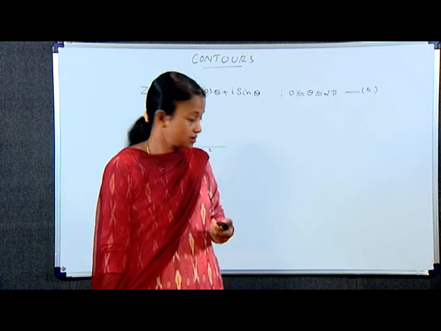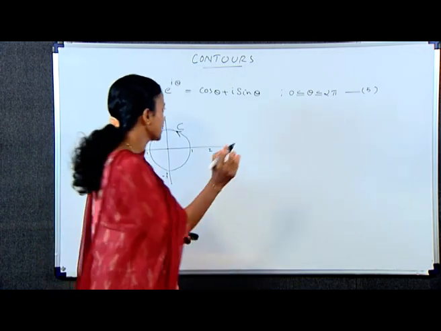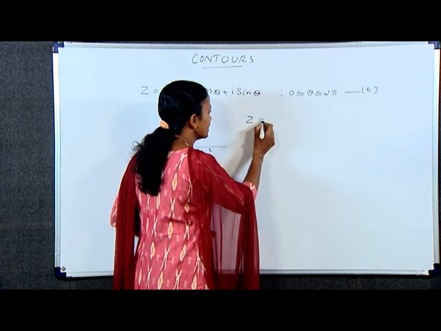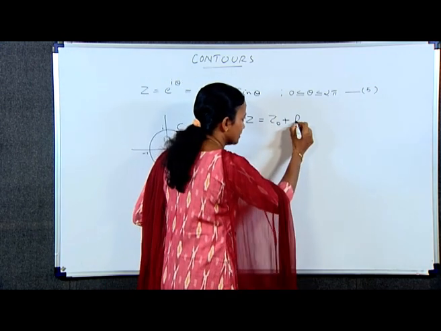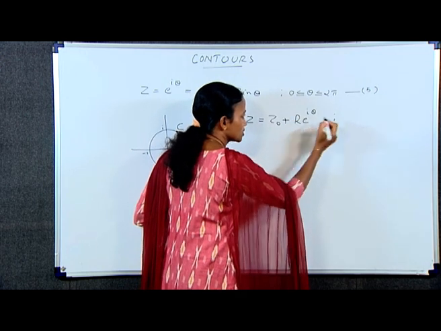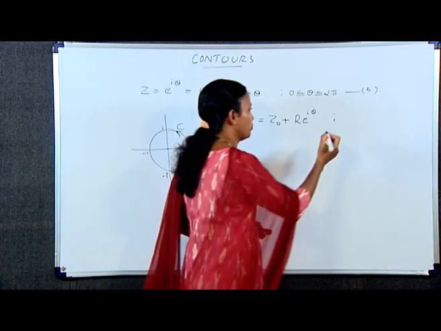Similarly, the circle z = z0 + r e^(iθ). Here also θ varies from 0 to 2π.